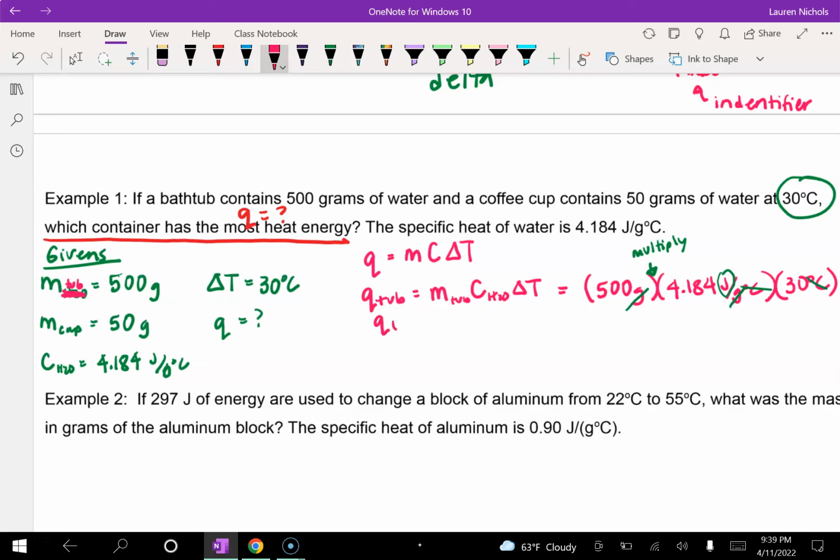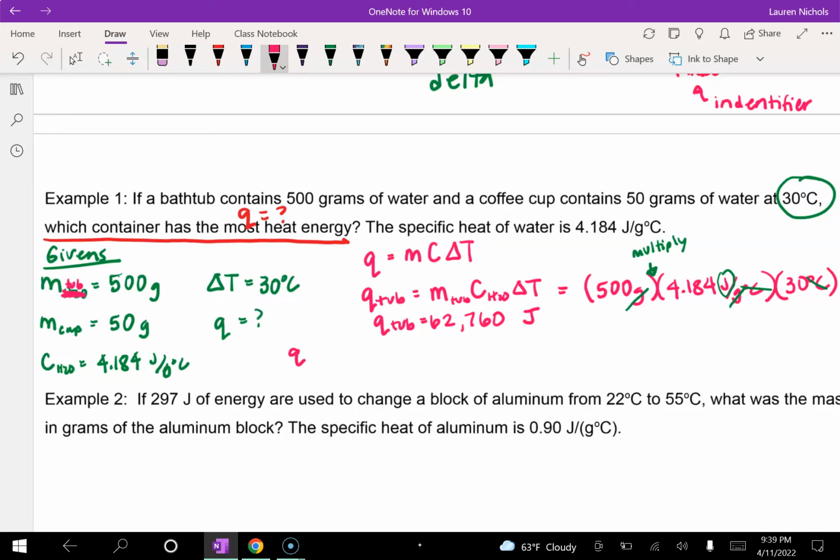So that means Q of our tub is equal, we'll have units of joules, which is good because Q is measured in joules. And then we take our numbers and we just multiply them all together. So 500 times 4.184 times 30 is going to give us 62,760 joules. So that's quite a bit.